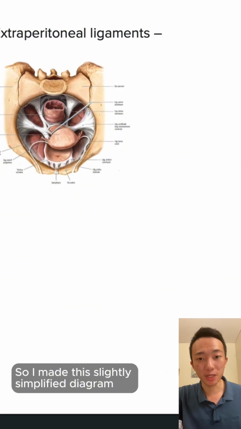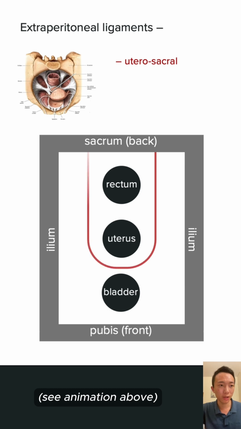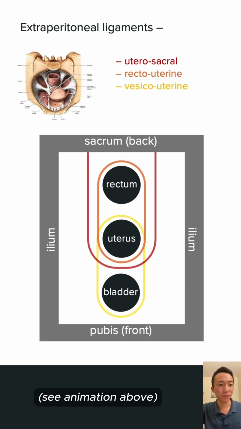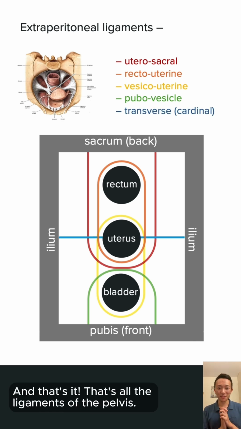So I made this slightly simplified diagram to show you where they all are. So once again, this is the uterosacral, rectouterine, vesicouterine, pubovesical, and transverse. And that's it. That's all the ligaments of the pelvis.